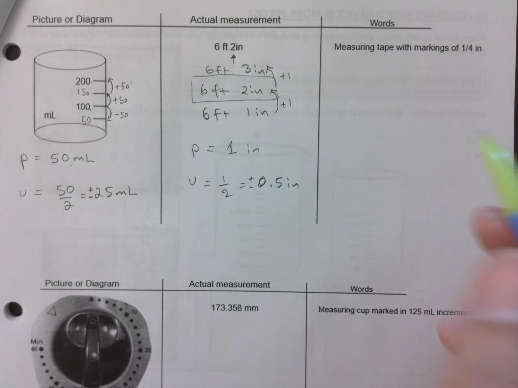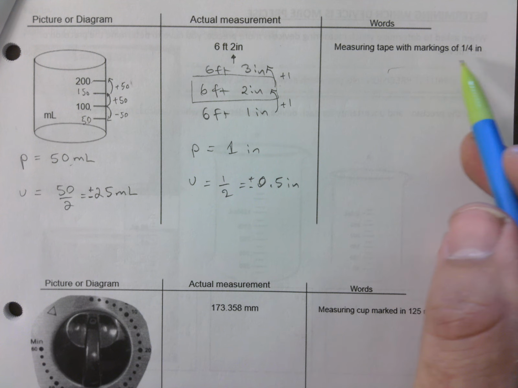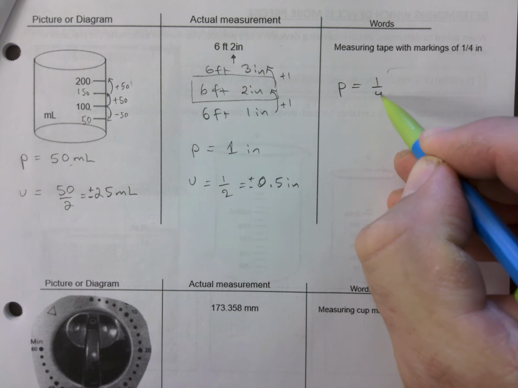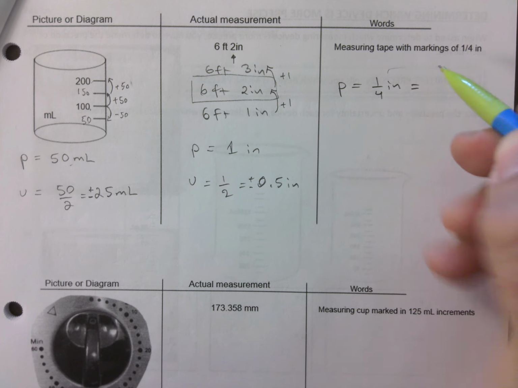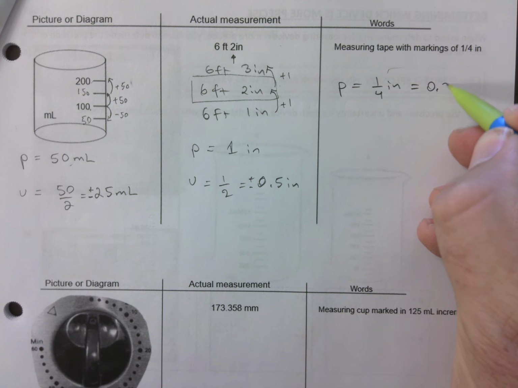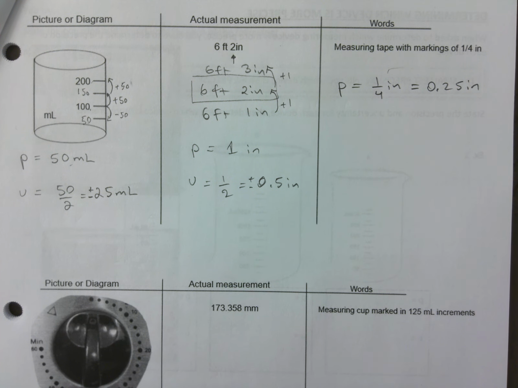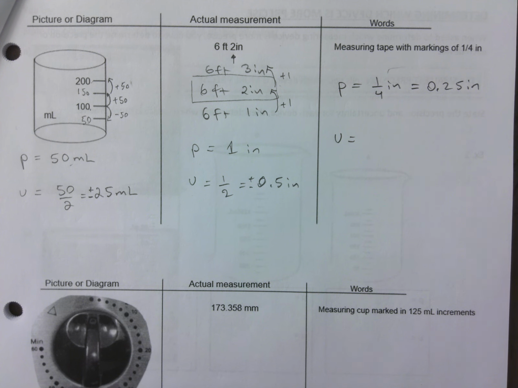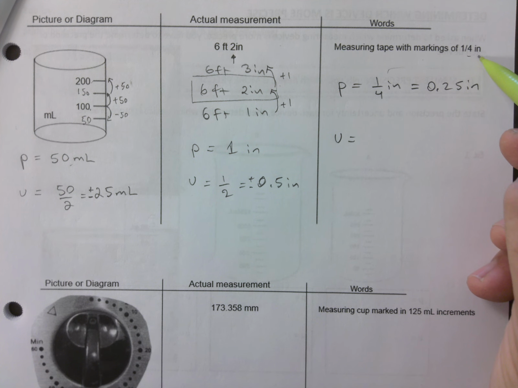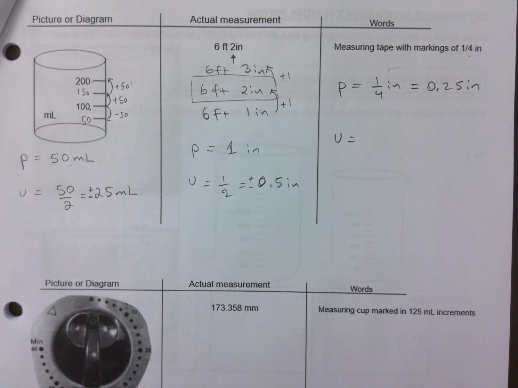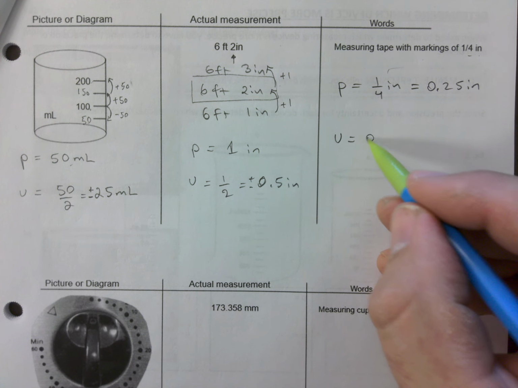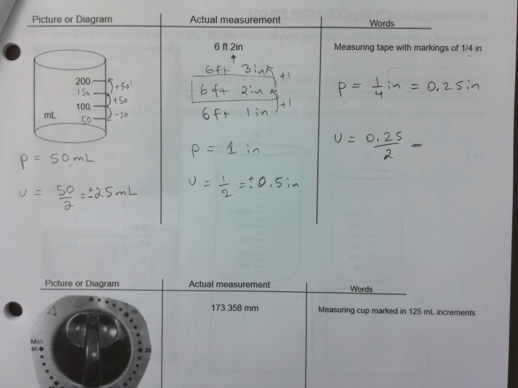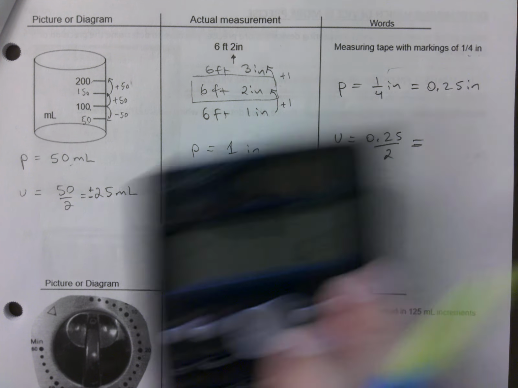But that's okay. Next, a measuring tape with markings of a 1/4 inch. I'm just going to go 1/4 inch. What is that as a decimal? Just do it that way. Because it says markings of 1/4 inch. Increments of 1/4 inch. All of them mean the same thing. What's half of 1/4? Don't round.